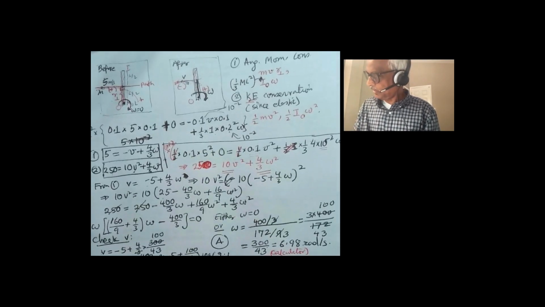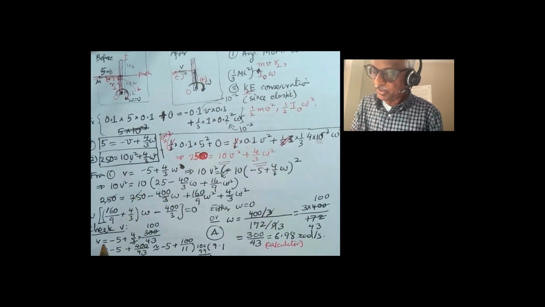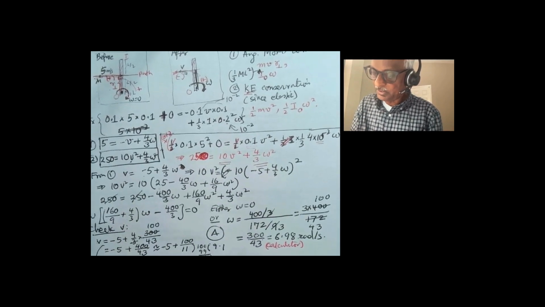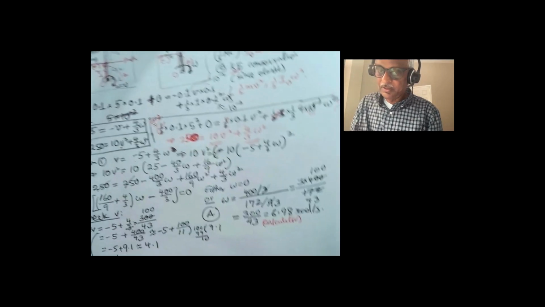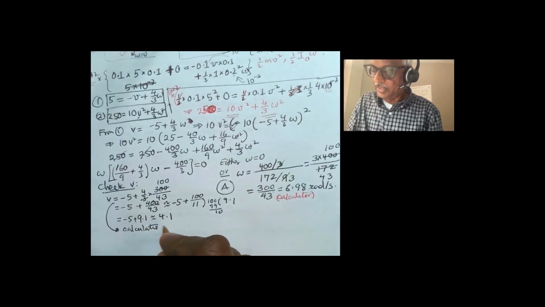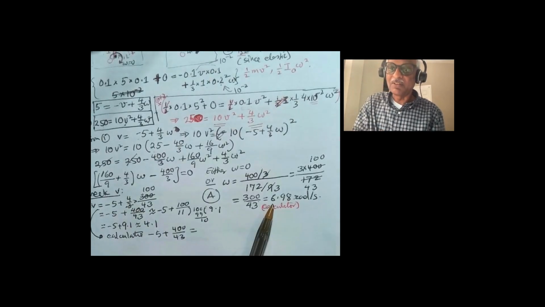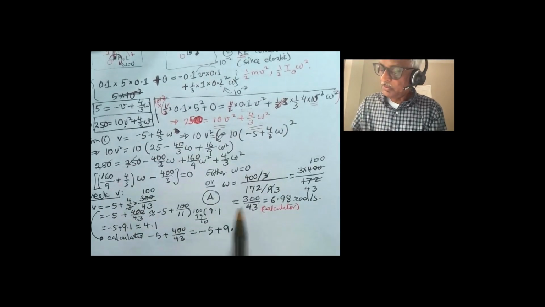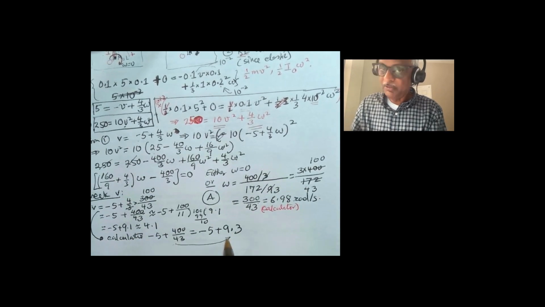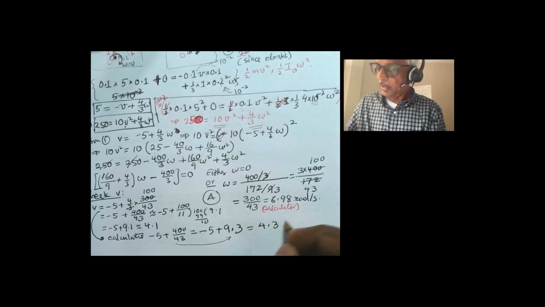And when I do it more accurately, let me plug in the calculator. So I get minus 5 plus 400 over 43. When I do it more accurately with this calculator, I get 9.3, and that makes it 4.3, which is A.